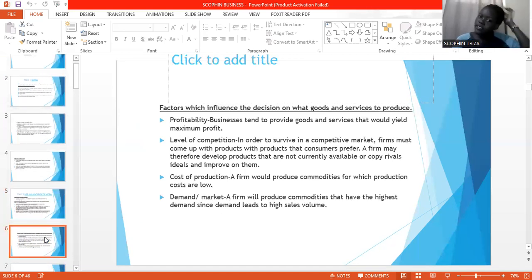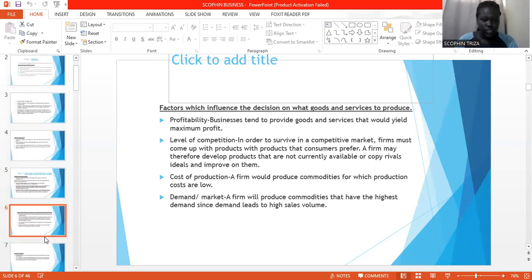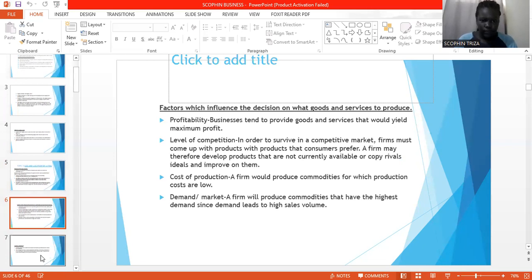Factors that influence the decision on what goods and services to produce: profitability, level of competition, cost of production, demand of market.